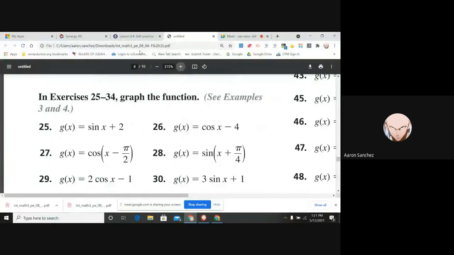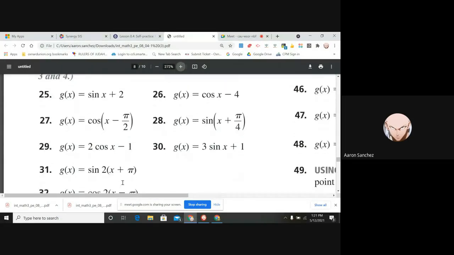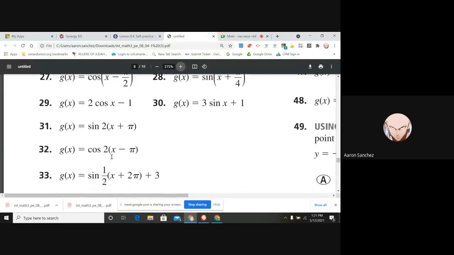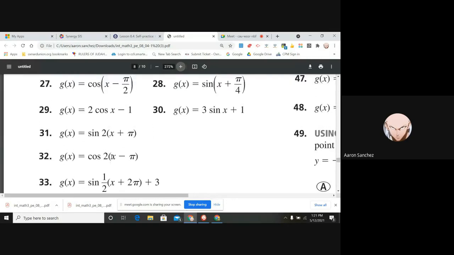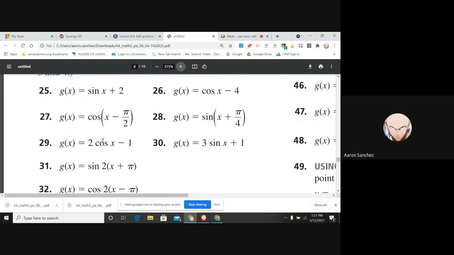I'm moving on. Okay, 29. Okay, so here's a cosine. I'll do 29. I'm going to do this cosine at 29, so we can see a cosine. So 29 is g of x equals 2 cosine x minus 1.